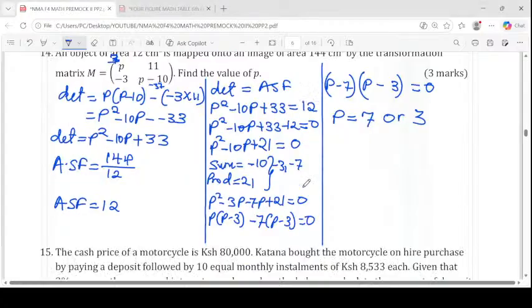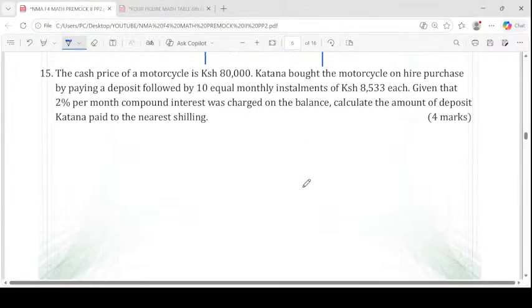Let me have a look at question number 15. We need to be very, very vigilant with these questions and how we approach them.